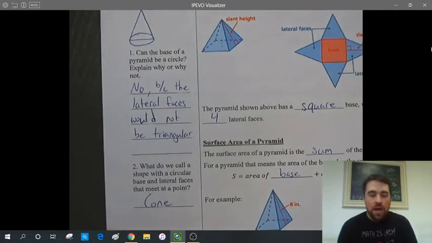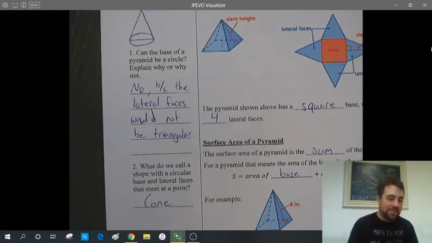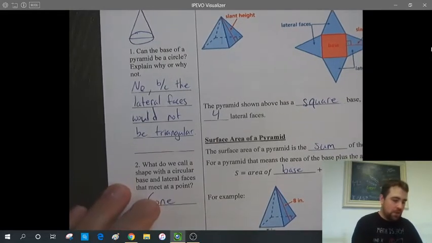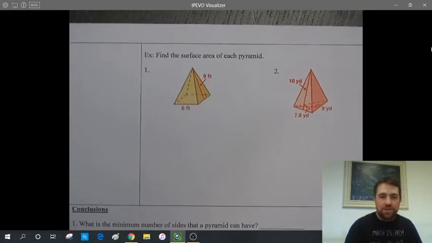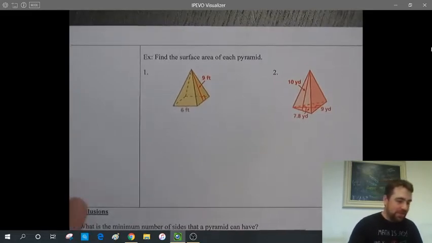Okay, so you can find the surface area of a cone. We just can't use the same type of idea as a pyramid. So a cone is kind of like a special type of pyramid in a way. We will cover that at a later point. Okay, to the next page. So finding the surface area of each of these pyramids. A couple examples here to go over.